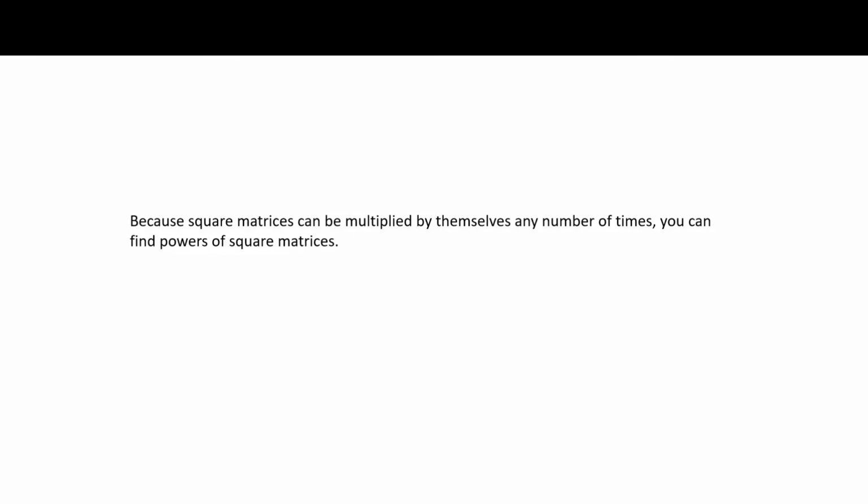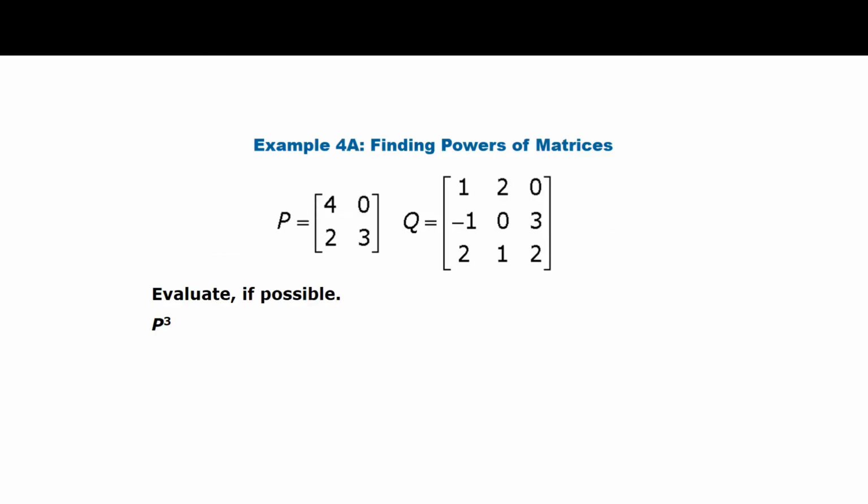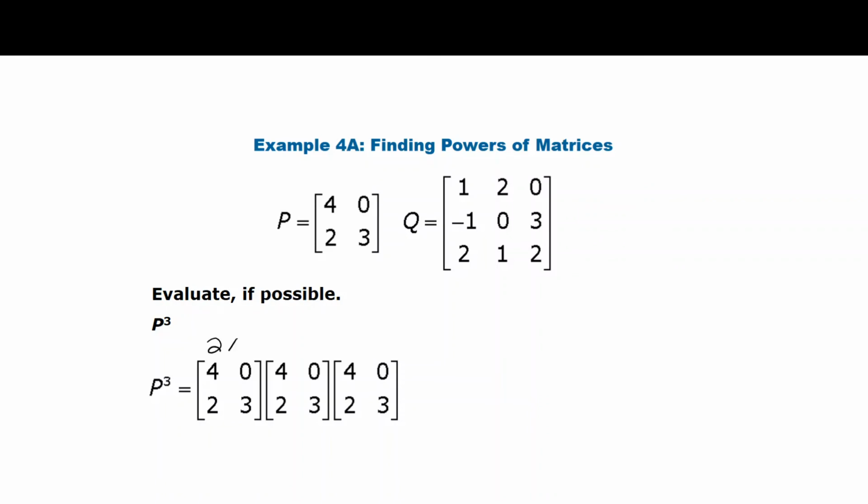Because square matrices can be multiplied by themselves any number of times, you can find powers of square matrices. Example 4 asks us to evaluate, if possible, P cubed. So what that would look like is P equals the matrix times the matrix times the matrix. So each time we multiply, we have to check our dimensions. So we see this is a 2 by 2 and this is a 2 by 2. Obviously, our columns equal our rows, so our product matrix is going to also be a 2 by 2, and it always will be. So for a 2 by 2, we could just keep on multiplying.